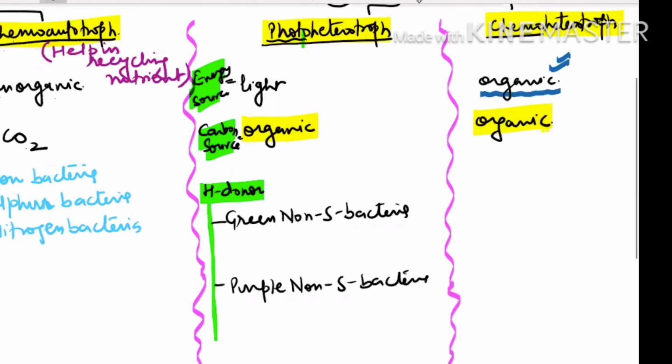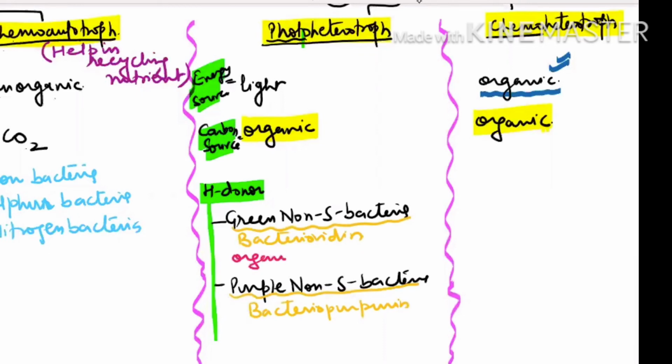Pigment will be the same like that only. It will be using bacteriopurpurin, a pigment. And it will be using bacterioviridin. When they are not using sulfur, then what are they using? Some organic compound. So they are using organic compounds to derive the hydrogen source. So up till here, is it clear?